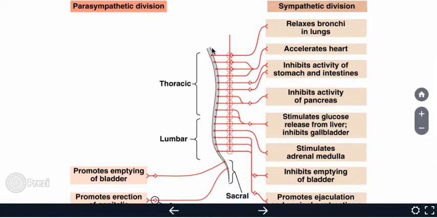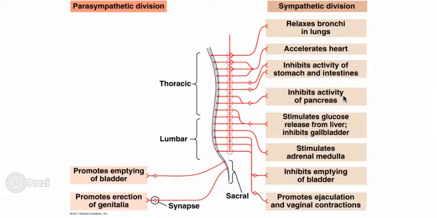And so for the rest of the spinal cord, here's your thoracic, there's your mid-back, your lumbar, your lower back, relaxation of the bronchi, acceleration of the heart, inhibit activity of the stomach and small intestines, inhibit the activity of the pancreas. Okay, so these are all responses to environmental stimuli.